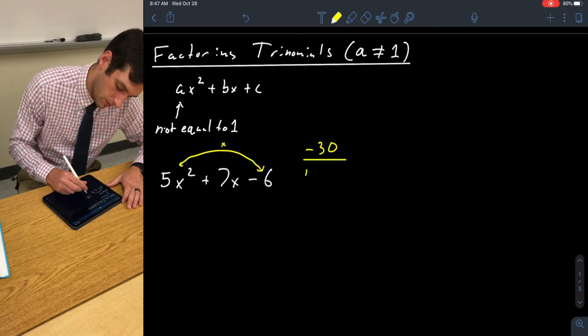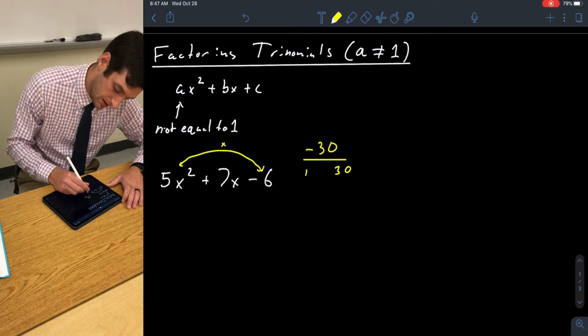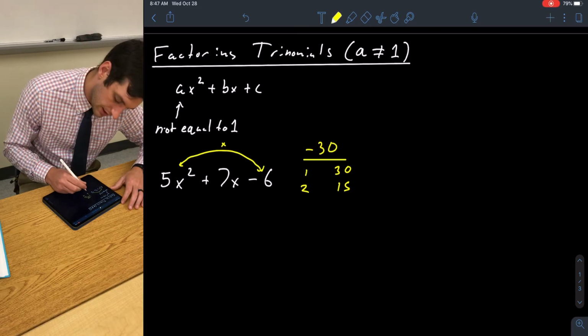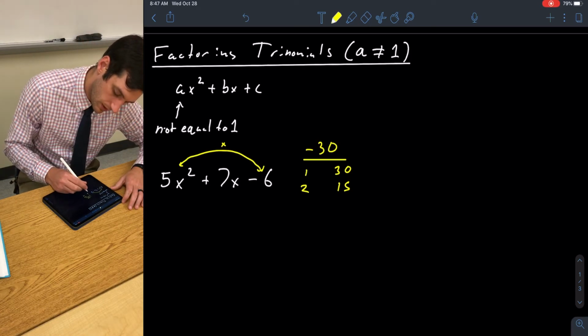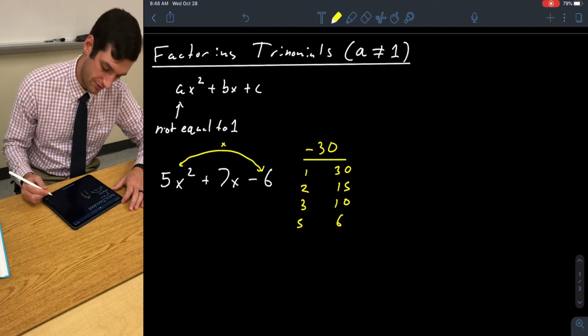Okay, so, well, 1, 30. I'm not going to do the negatives. Okay, 2 and 15, you just know that one of them could possibly be negative. 3 and 10, 4 doesn't go into it, and 5 and 6, well, the next number is 6, so that's how we know we're finished.